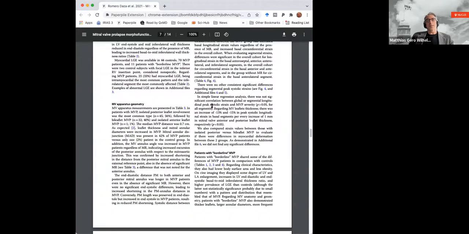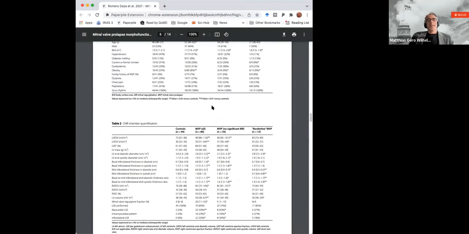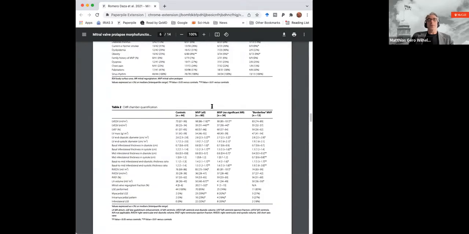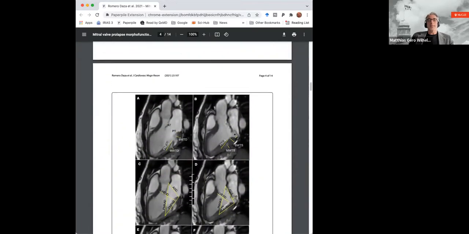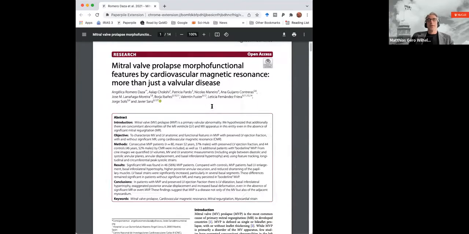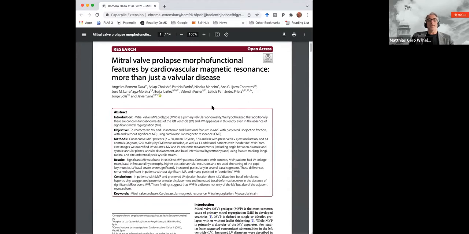And certainly this is not an easy paper to grasp in all its detail, but from my point of view, the take-home messages are described mainly here in their abstract.